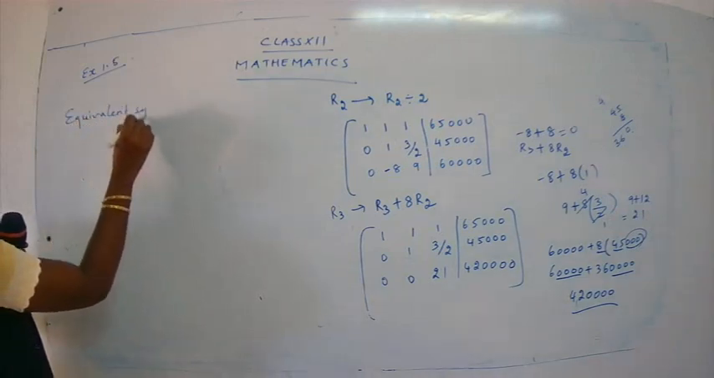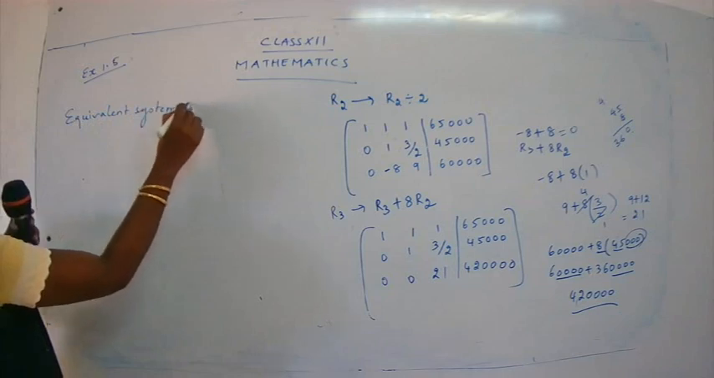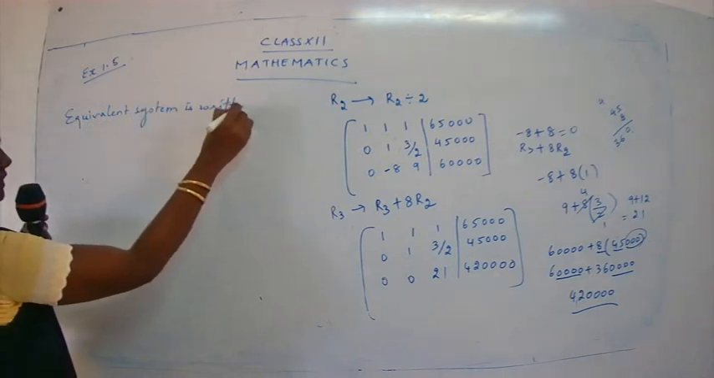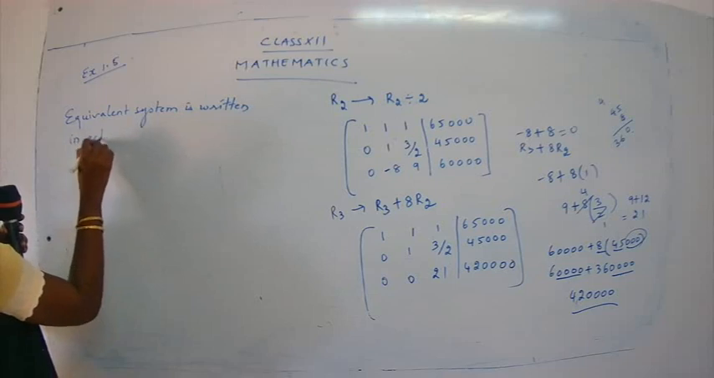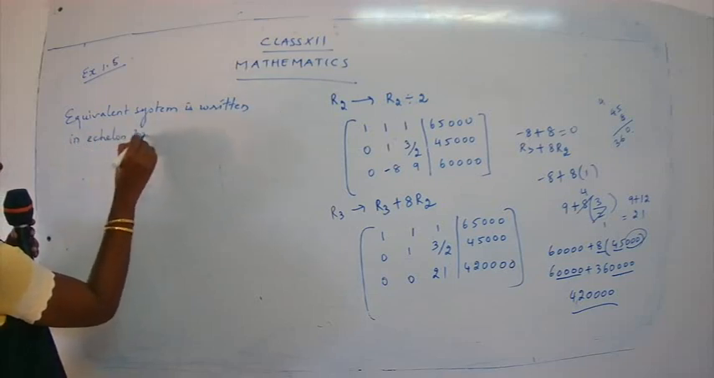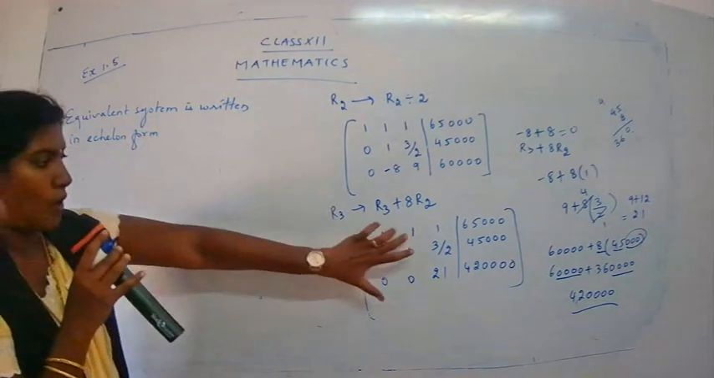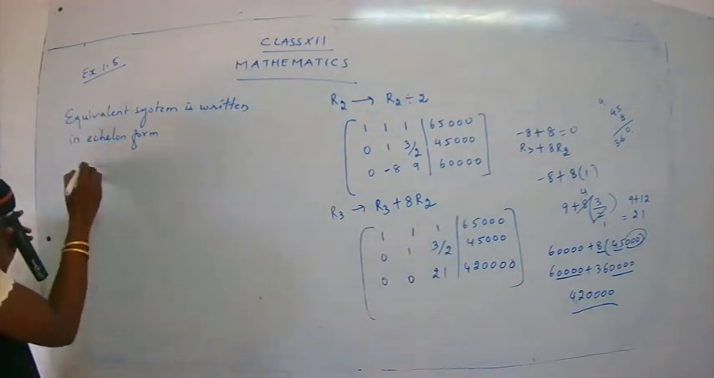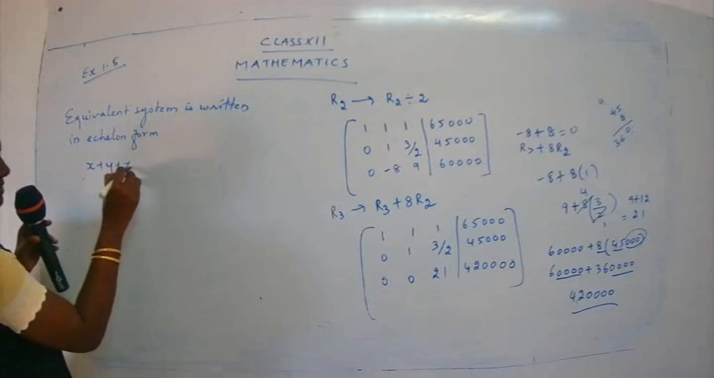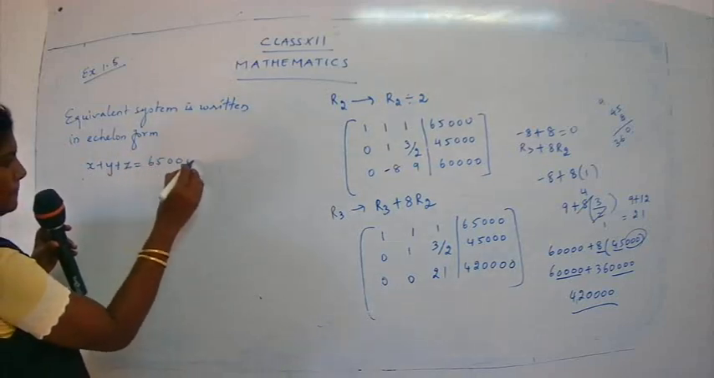Equivalent system is written in equivalent form. Let us just go on writing. You know how to write down, yes? This is x, y, z, 65,000. So x plus y plus z is equal to 65,000.